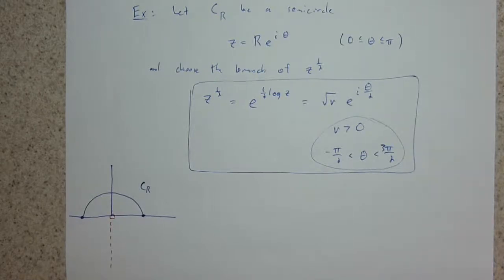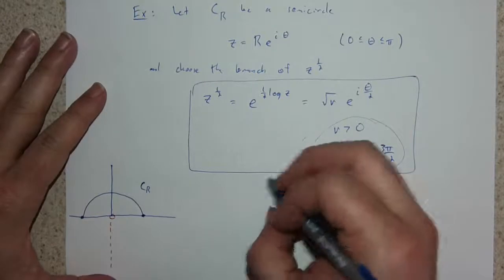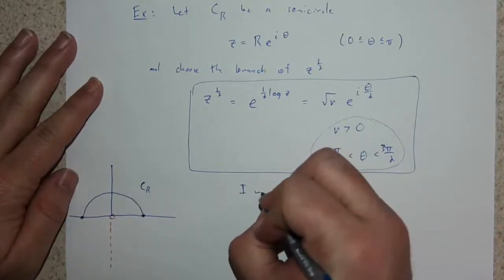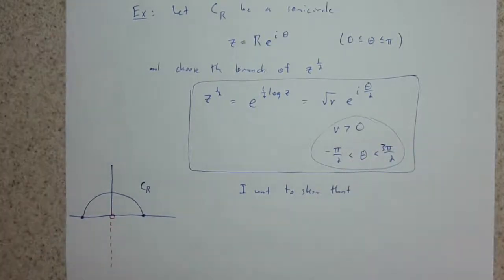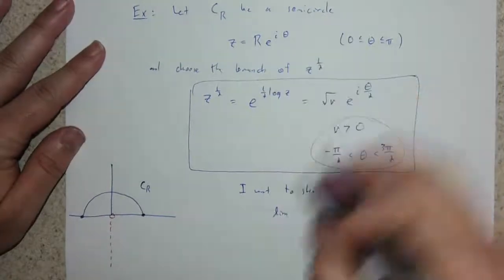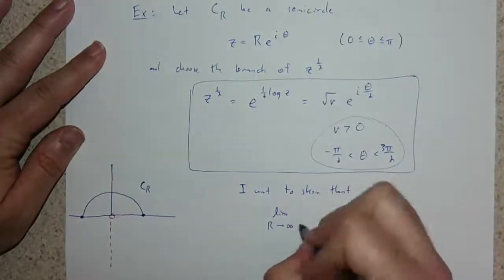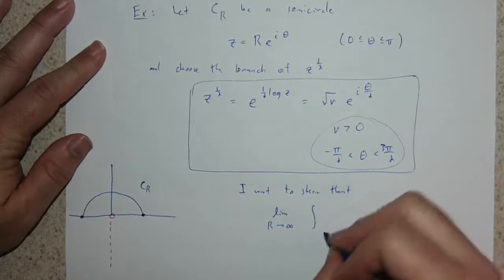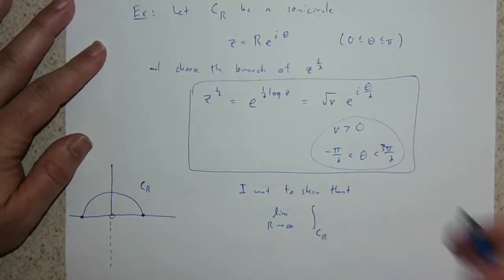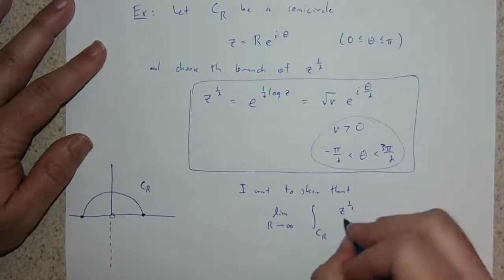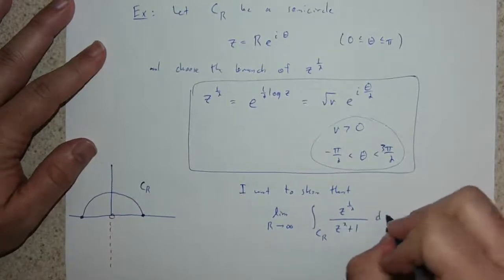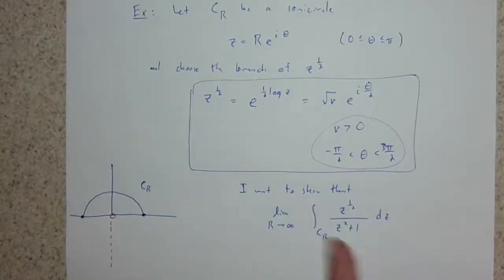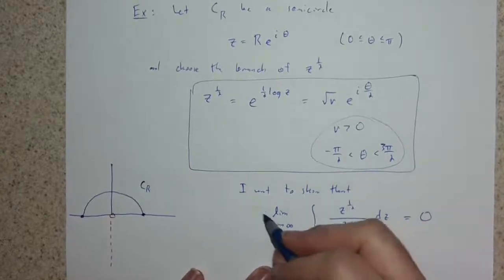Okay. And so let's actually look at what I would do. What I want to show is that if I take the limit as this r goes to infinity of the integral over this curve, c sub r, of z to the 1/2 over z squared plus 1 dz, I want to show that this is 0.